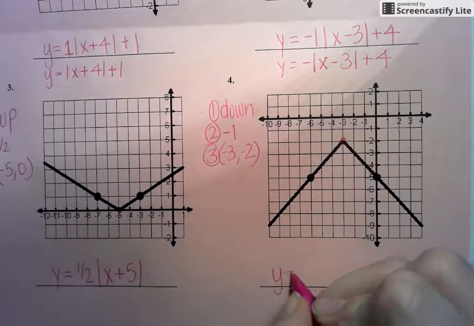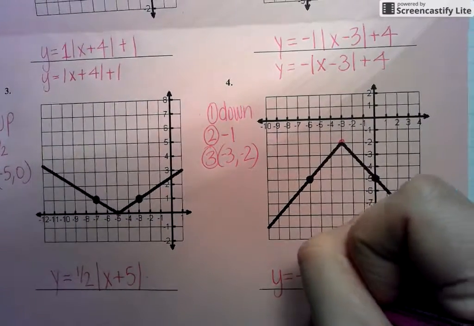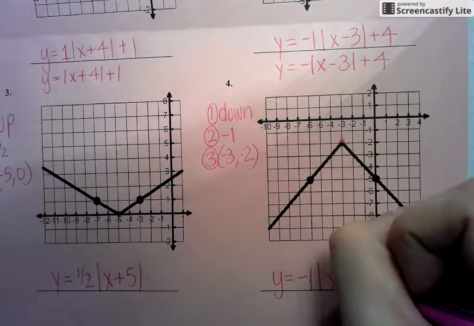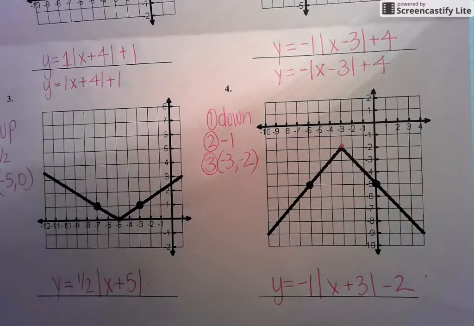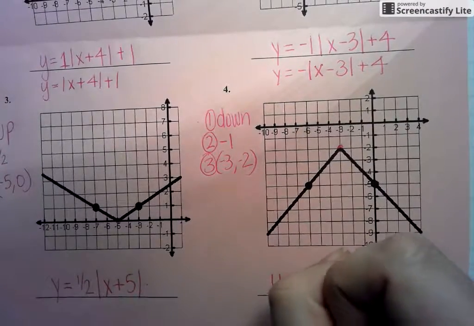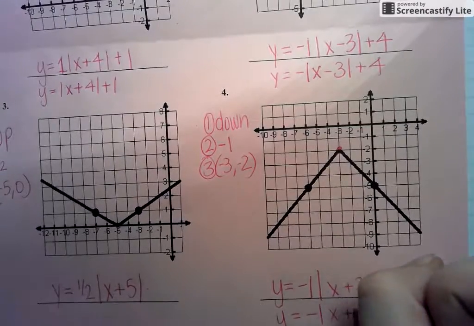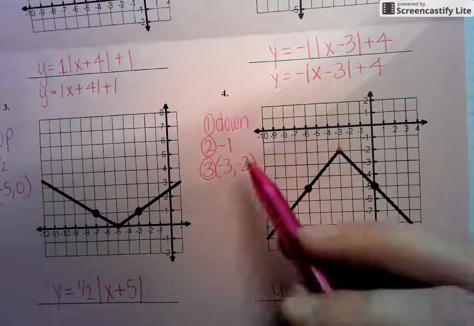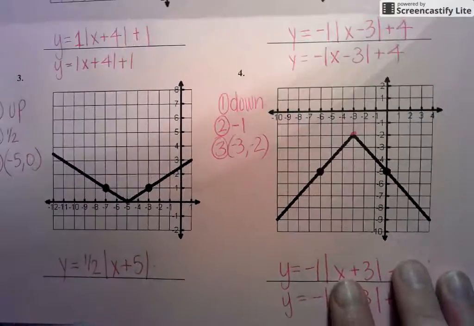So our equation is going to be y equals, now it's a -1 times the absolute value of x plus 3 minus 2. So if you wanted to write it another way, it'd be y equals a negative absolute value x plus 3, because it's the opposite of our b value, plus 2. And that would be our final answer.